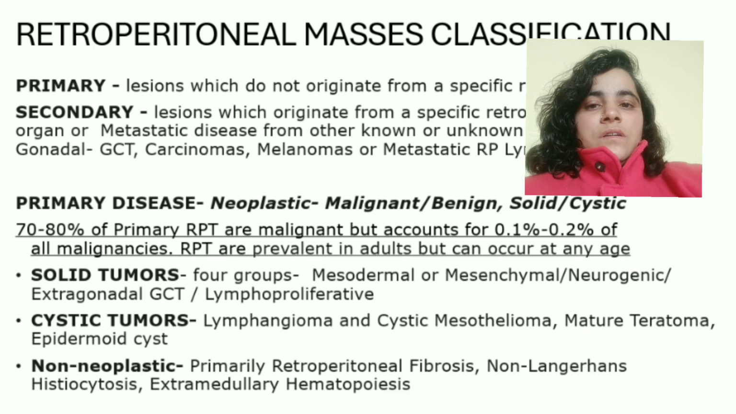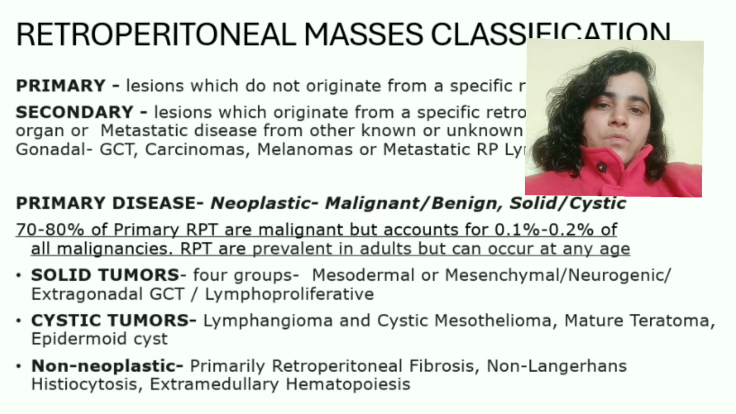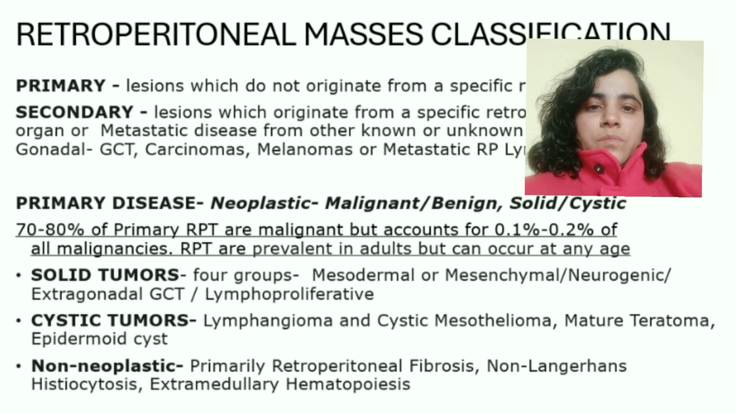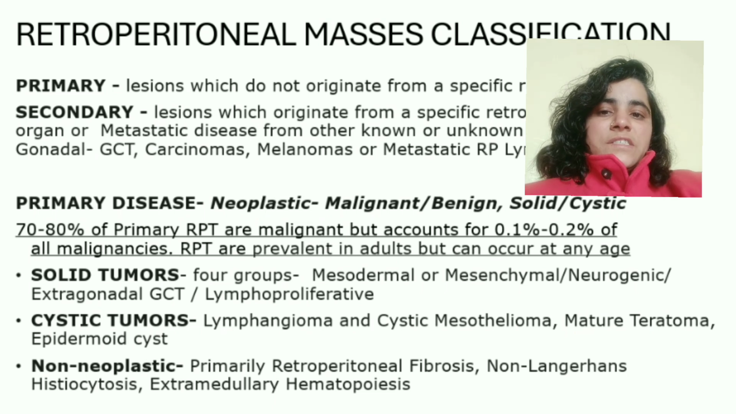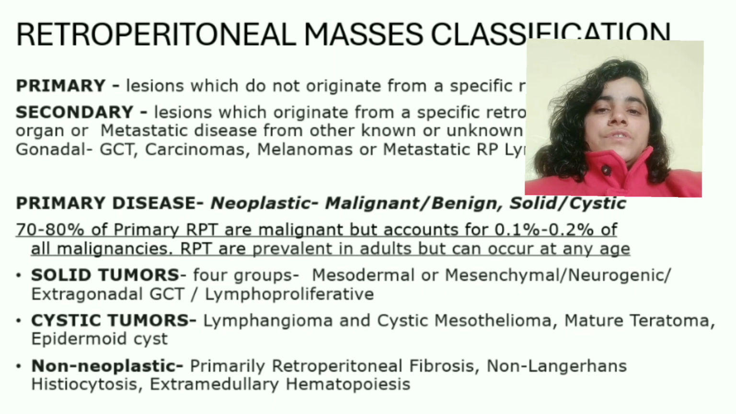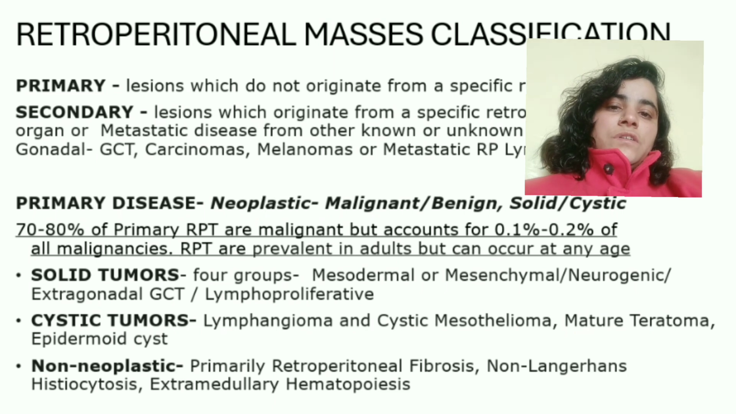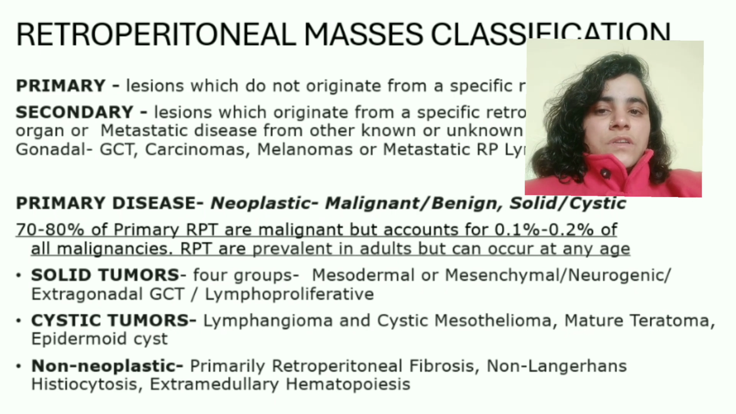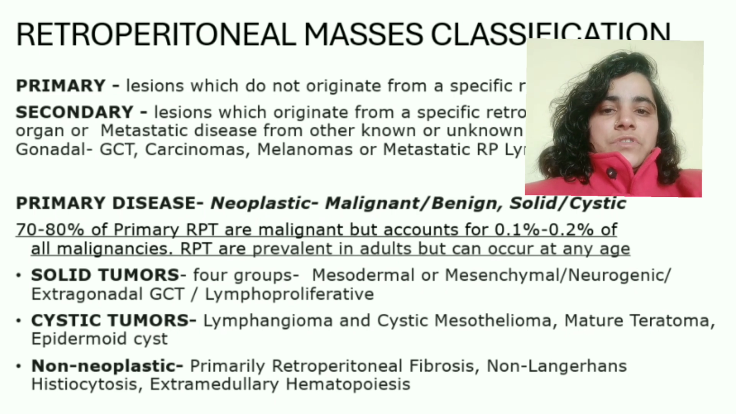Cystic tumors can be lymphangioma or cystic mesothelioma, or mature teratoma or epidermoid cyst can be there. Non-neoplastic primary retroperitoneal disease can also be there. That includes primary retroperitoneal fibrosis, non-Langerhans histiocytosis, or extramedullary hematopoiesis.